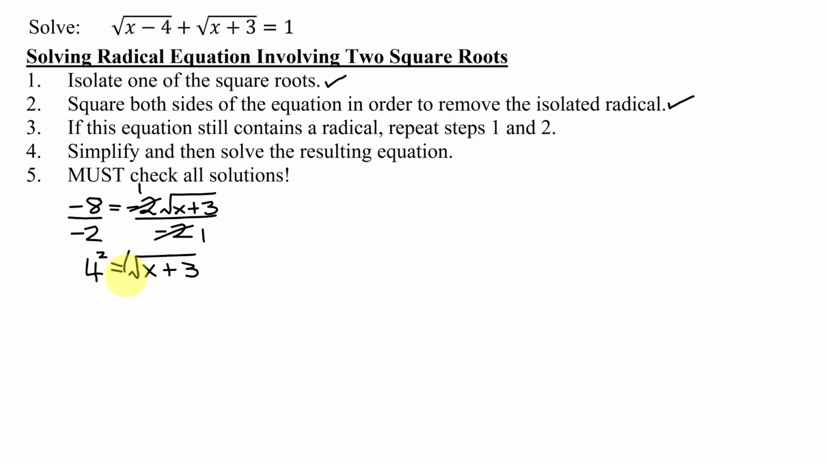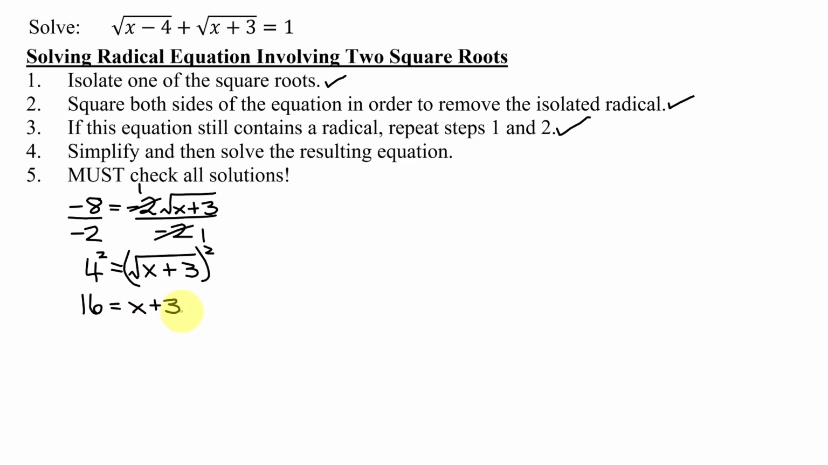So 4 squared equals the square root of x plus 3 all squared. 4 squared is 16, equals, what do I get when I square a square root? I just get x plus 3. So now it says if this equation still contains a radical, I've done that. I repeated steps 1 and 2. Now I need to simplify and solve the resulting equation.